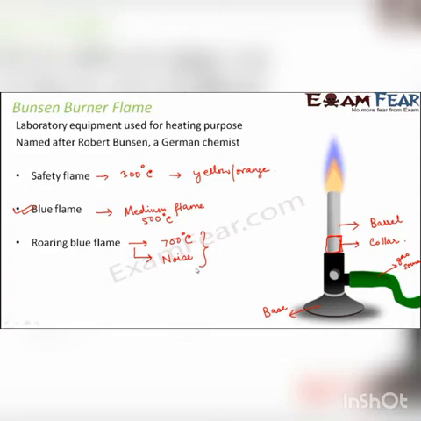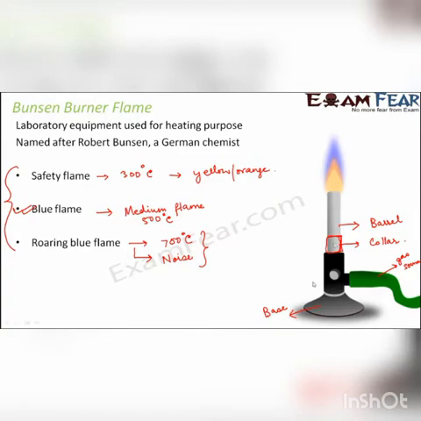Now, how do you get these three types of flame from the Bunsen burner? These flames are obtained at different temperatures. How do we alter the temperature of the burner? With the help of the collar. As I said, the collar can be rotated over the barrel. As you rotate the collar, the temperature changes, and looking at the flame you can understand which flame it is. If you want to use it for heating, it is always safe to use the blue flame, which is the medium flame.